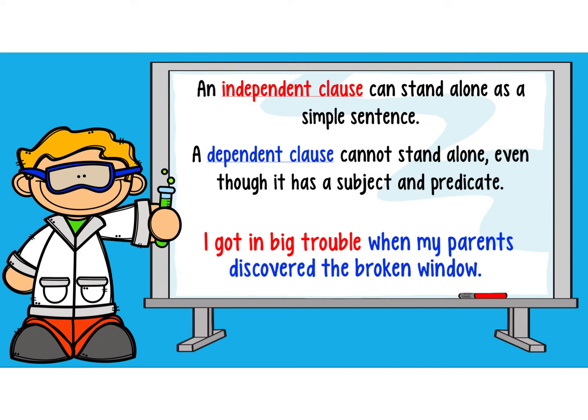If you look at the sentence below, I got in big trouble when my parents discovered the broken window. The independent clause is in red. It makes sense by itself. The dependent clause is in blue. It does not make sense by itself. It needs more information. Your complex sentence will also have a subordinating conjunction.